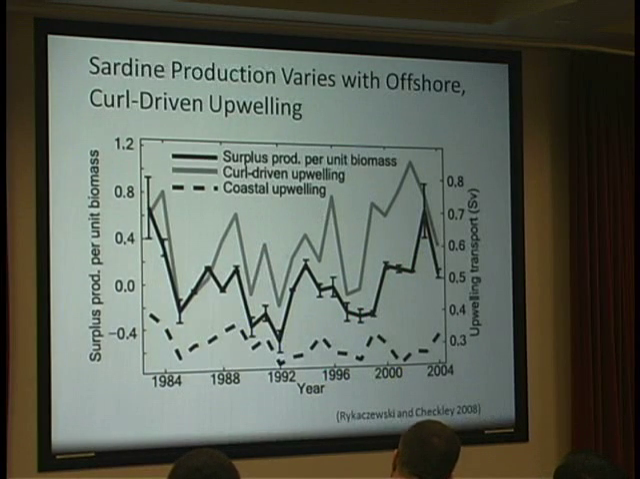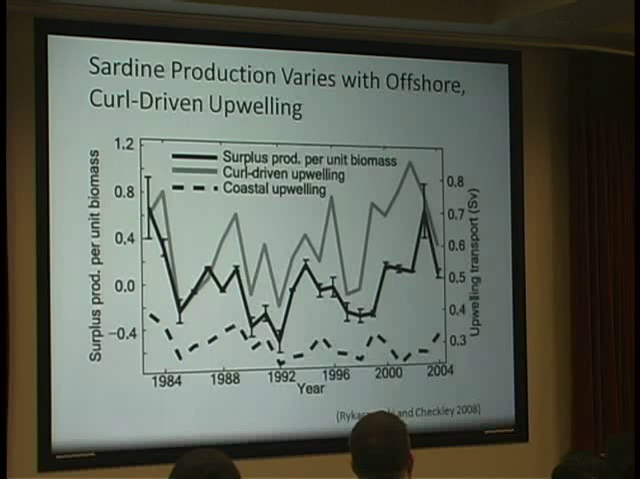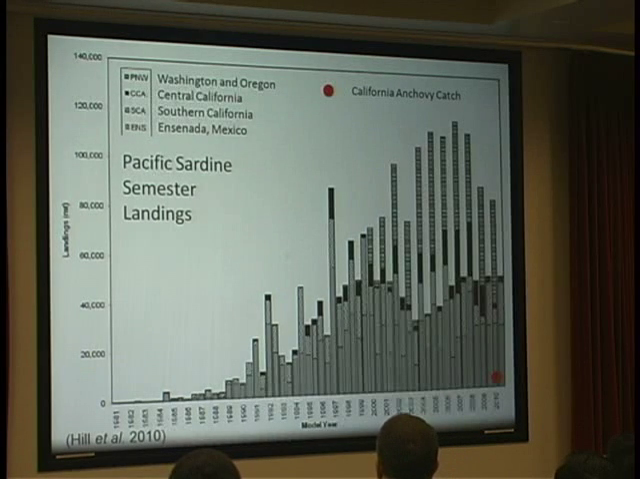And if one looks at the production of the sardine population, it basically varies well. More variation in it can be explained by variation in the curl-driven upwelling than in the coastal wind-driven upwelling. So this is one explanation that's been offered for the variation in the sardine abundance over time. Now, what's the sardine doing right now?